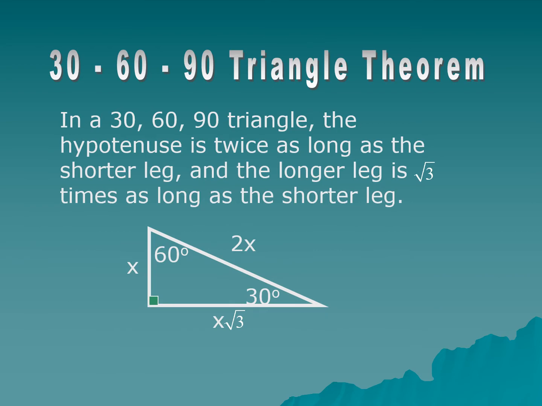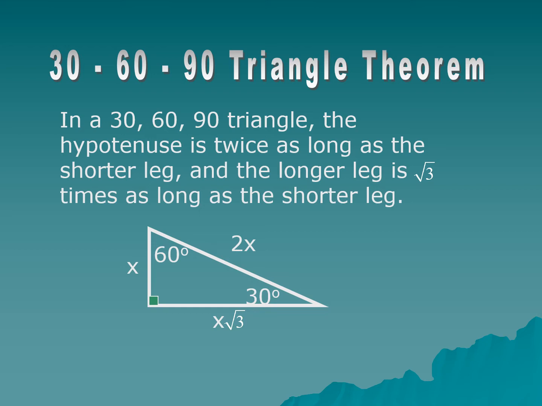Okay, let's move on to the 30, 60, 90 triangle theorem. Notice in this triangle we have a short side, a medium side, and a long hypotenuse, 3 different lengths. The theorem says in a 30, 60, 90 right triangle, the hypotenuse is twice as long as the shorter leg, and the longer leg is square root of 3 times as long as the shorter leg.